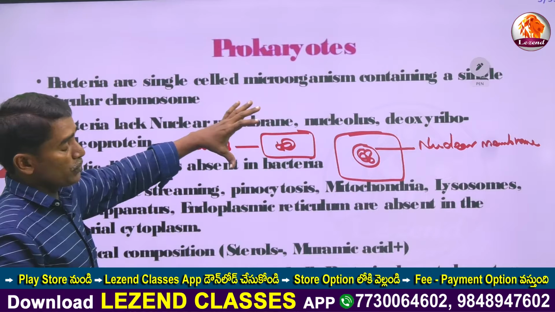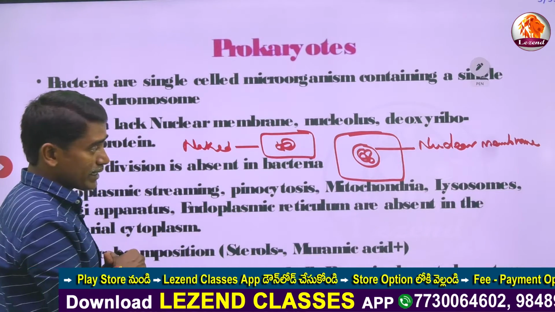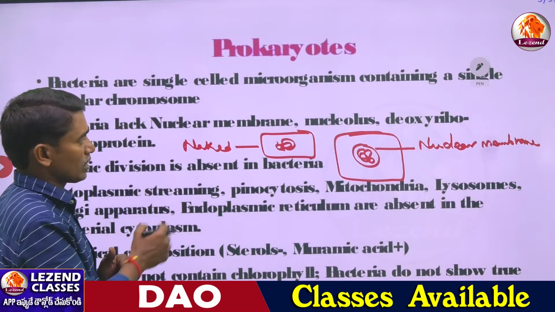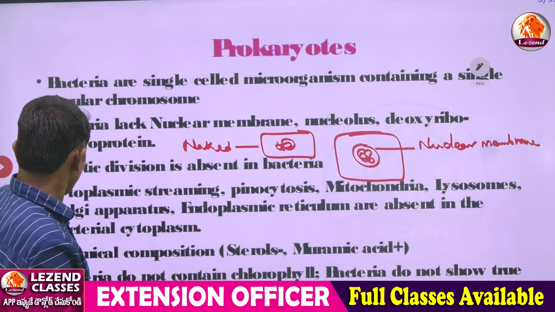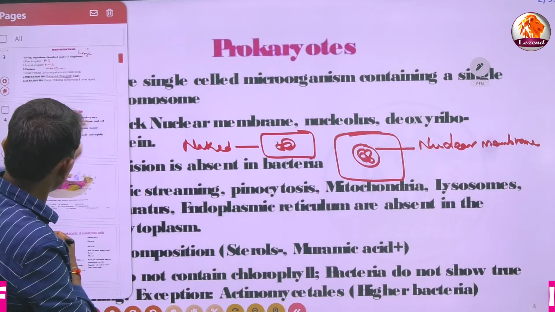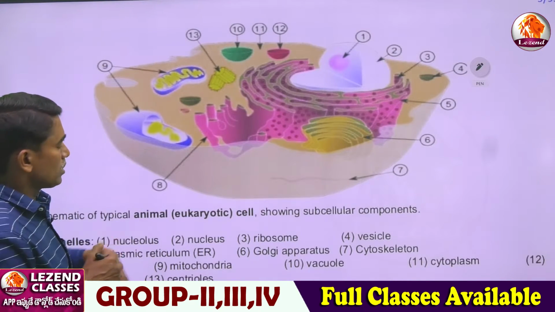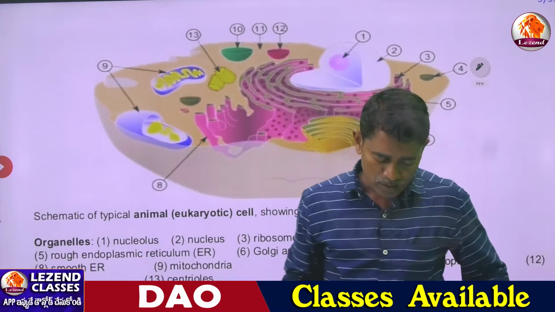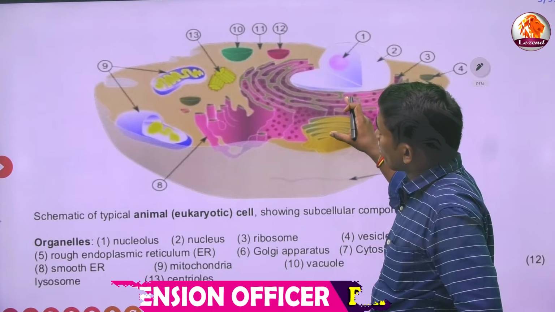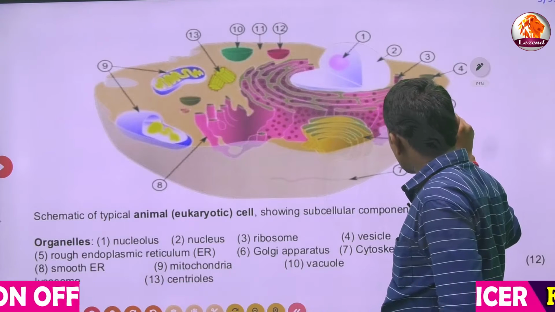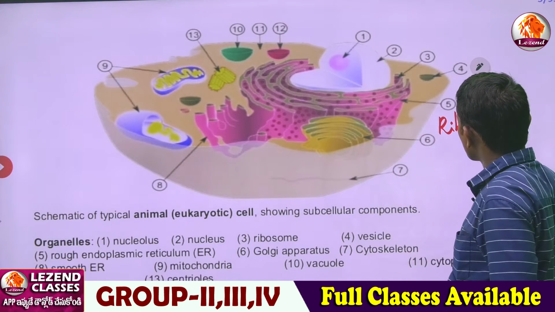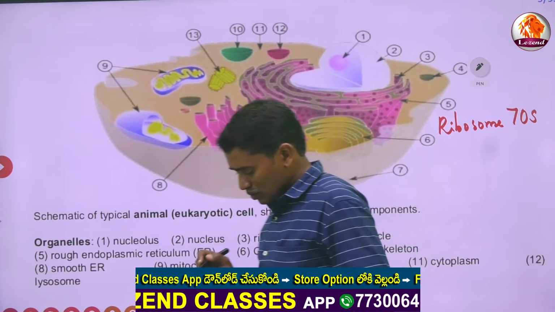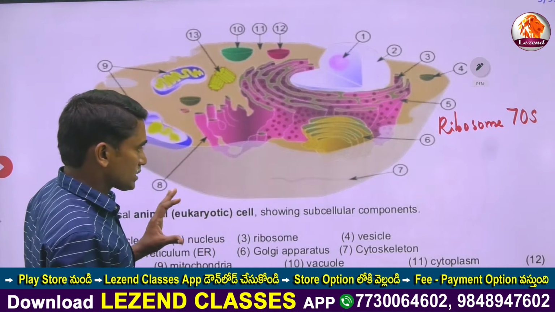In eukaryotic organisms, the cell itself is again compartmentalized into many cell organelles like nucleus, mitochondria, Golgi complex, endoplasmic reticulum, ribosomes, vesicles, and cytoskeleton, right? In prokaryotic organisms, all cell organelles are absent except ribosomes. The ribosomes present in prokaryotic organisms are of 70S type.